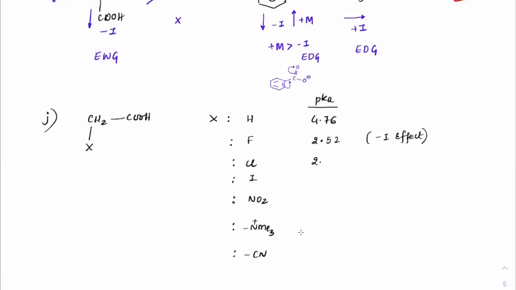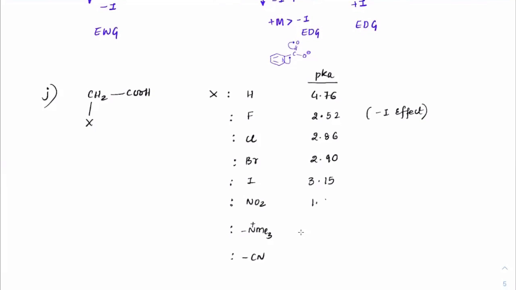Chlorine does not give as much minus I effect as fluorine. Same reason, but the minus I effect of fluorine is better. Same way if you see bromine, oh, I didn't write bromine. So in case it is bromine, the value is around 2.90. For iodine, it is 3.15. For NO2, it is 1.68. For NMe3 plus, it is 1.86. For cyanide, it is 2.47.